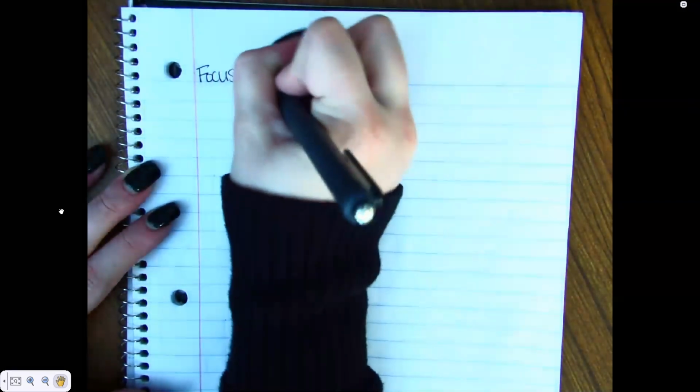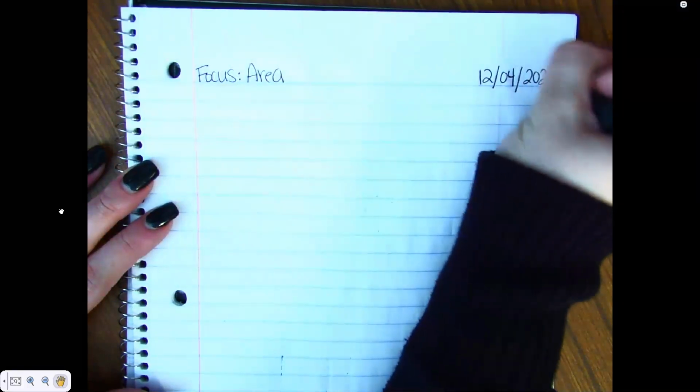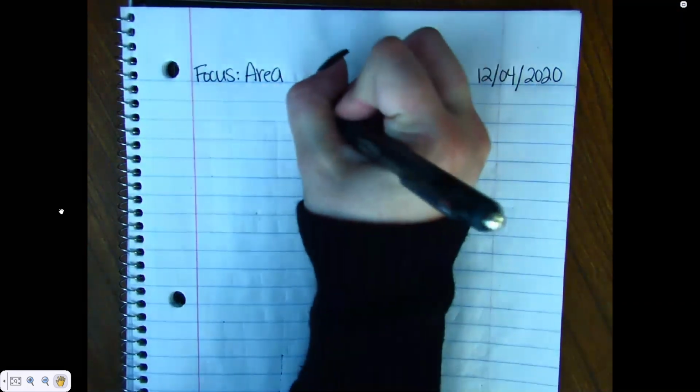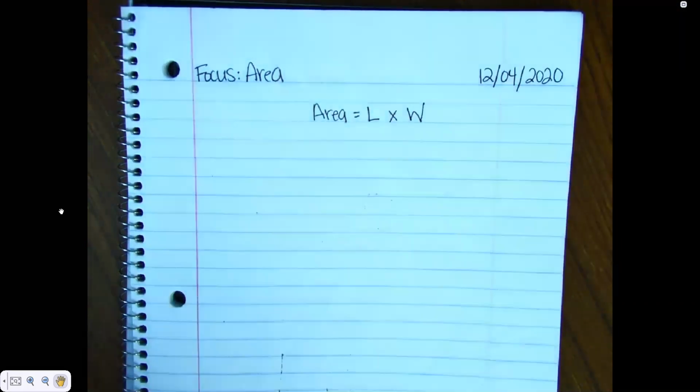All right. So our focus is going to be area. And I'm actually going to write up here, area equals length times width.